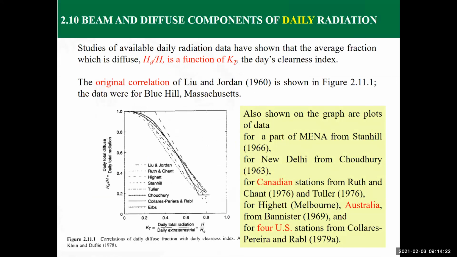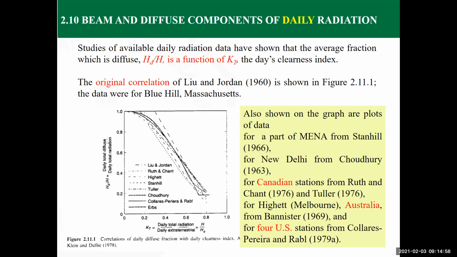Same thing has been done for the ratio of Hd over H as again a function of KT. To remind you, KT is basically the daily total radiation divided by the daily extraterrestrial radiation, H over H naught. And in the last part of our previous presentation, we were showing that there is a correlation that will give us H over H bar as a function of H over H naught. And that was a function of a, b, n, and capital N.